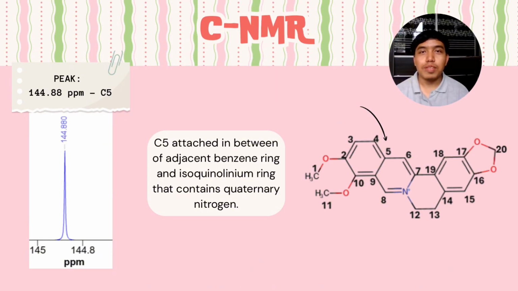Now, we look at the signal peak of carbon 5, which absorbs at 144.88 ppm. This carbon serves as a bridge position between an adjacent benzene ring and the isoquinolinium ring system that contains the quaternary nitrogen.